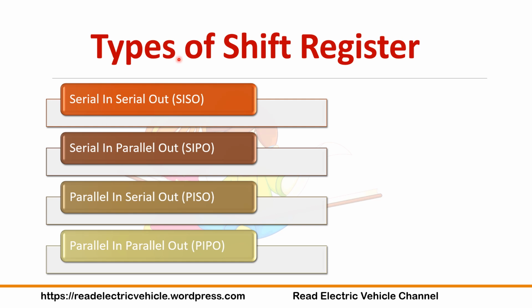There are different types of shift register which we have seen in the previous video. They are serial in, serial out, serial in, parallel out, parallel in, serial out, and parallel in, parallel out. So in this video, we are going to see about the serial in, serial out shift register.